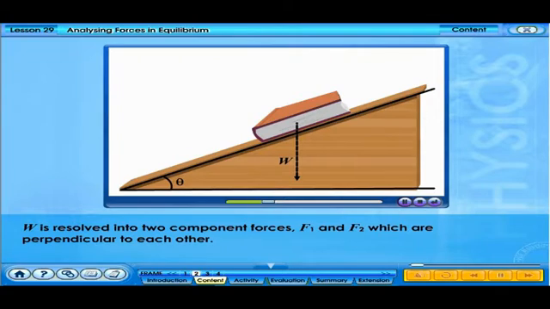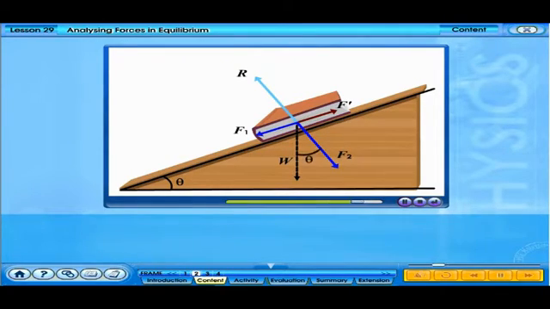W is resolved into two component forces, F1 and F2, which are perpendicular to each other. Since sine theta equals F1 over W, F1 equals W times sine theta. Since cosine theta equals F2 over W, F2 equals W times cosine theta.